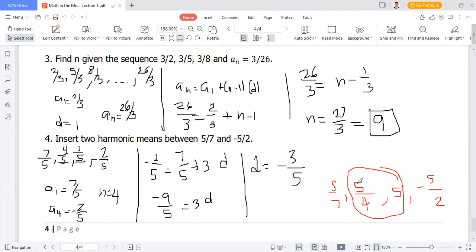Okay, so that's all for our lecture number 1, sequences and series. For our next lecture, i-post ko na lang uli. So our next lecture will be about exponential and logarithmic.